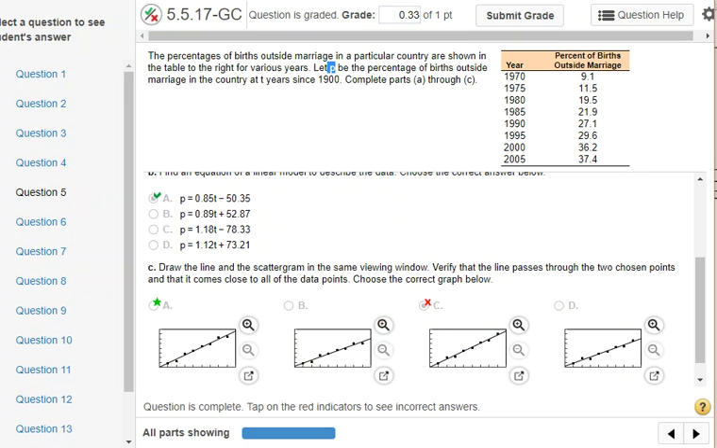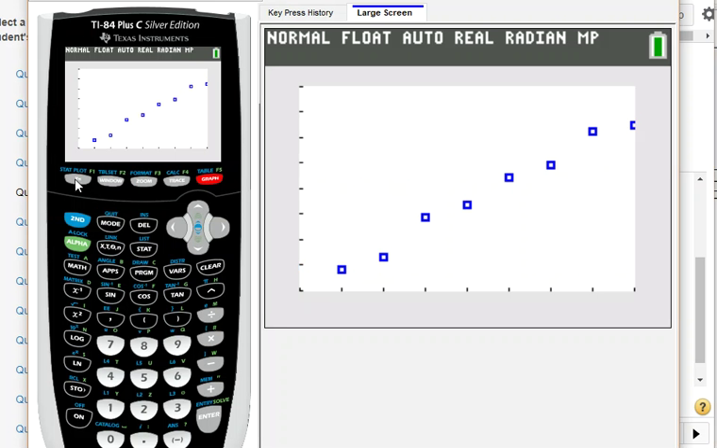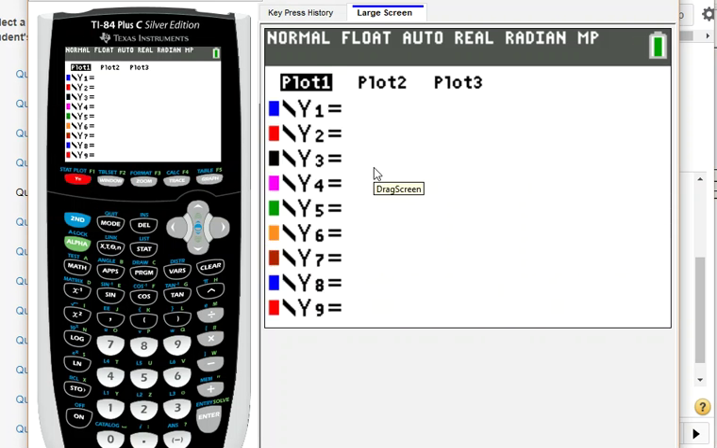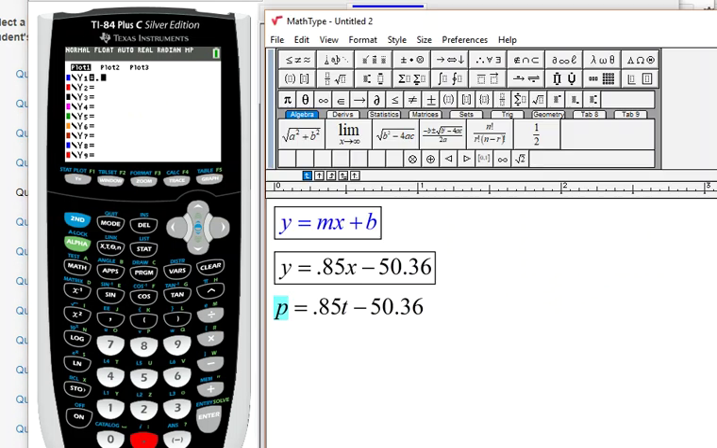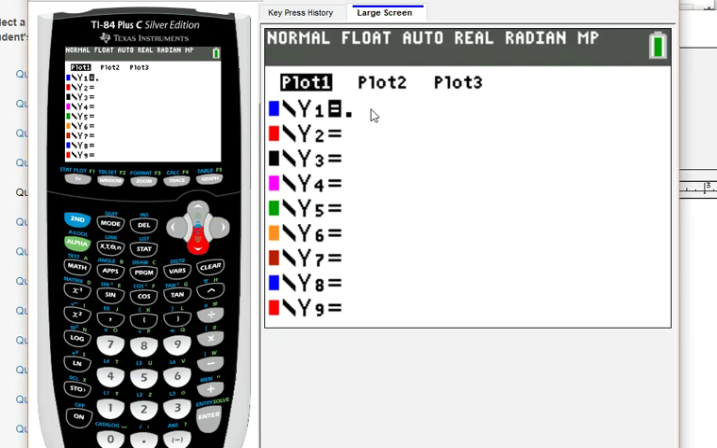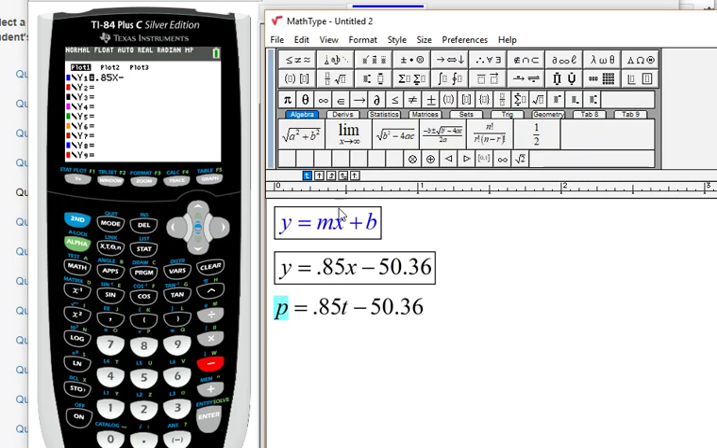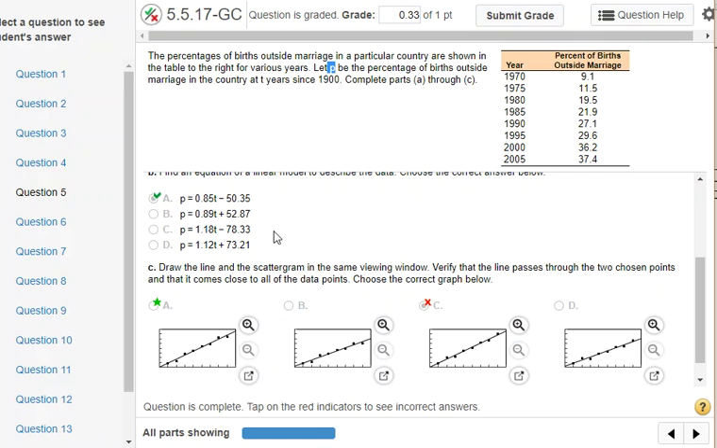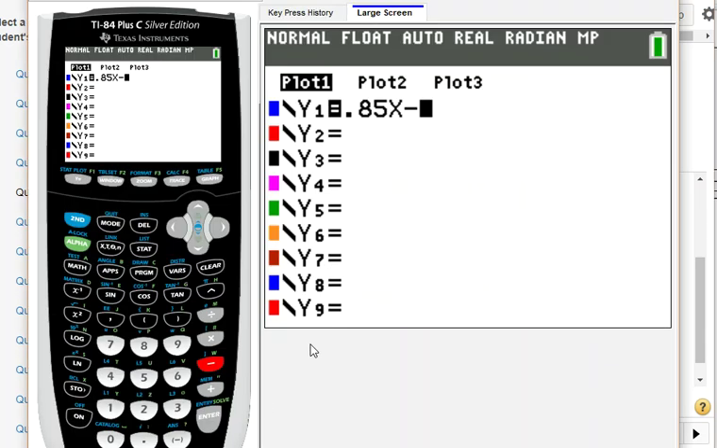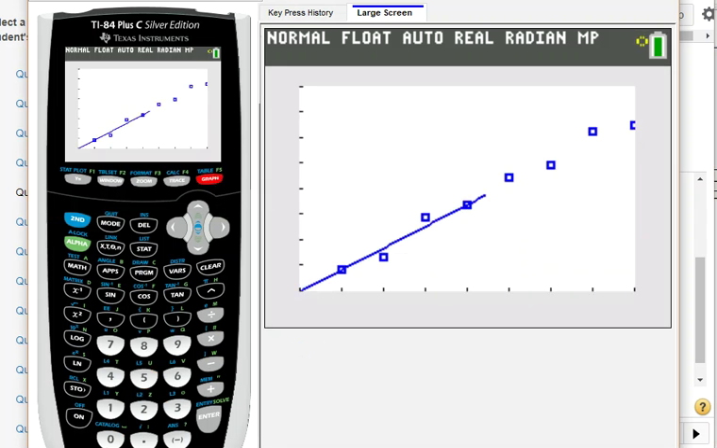Okay, so back to my calculator. Y equals, I can type in the equation. If I remember what it was, 0.85x minus 50.3, and they use 3.5. I want to use the value that was here just to make sure that it's exactly like it was in that answer. So minus 50.35. We will now hit graph. Our plot is still turned on, so we will see the data also, and we see our graph.